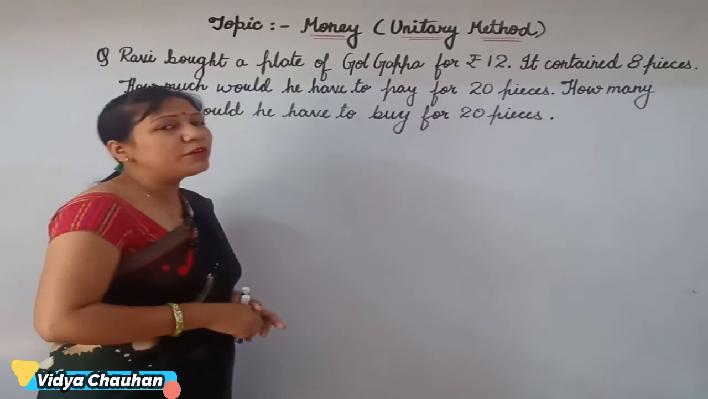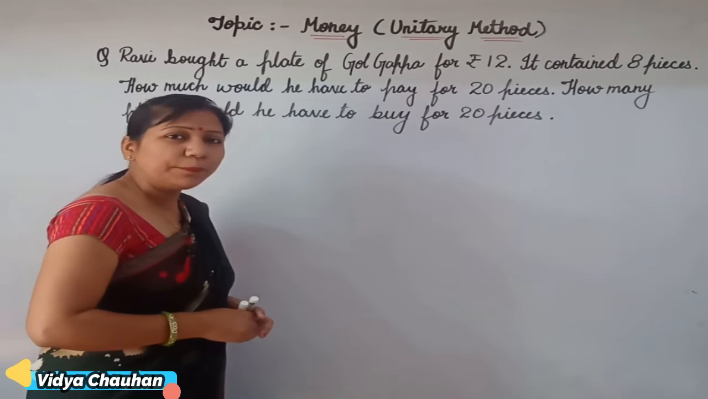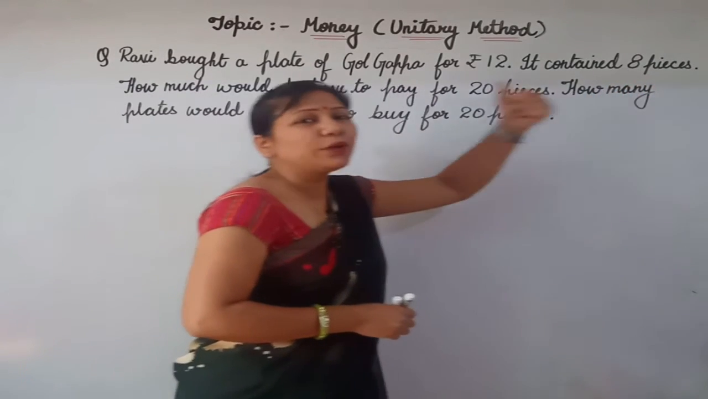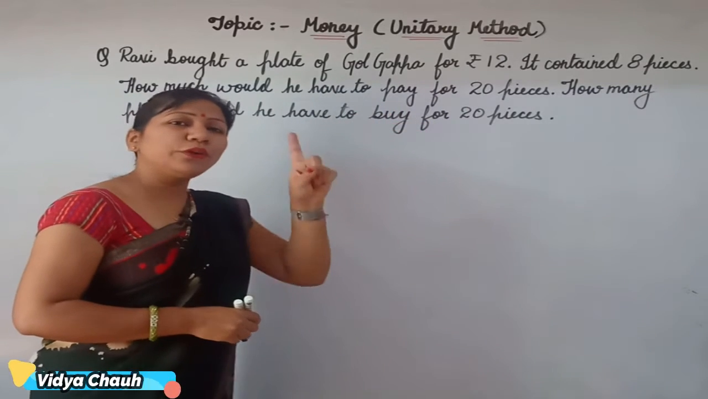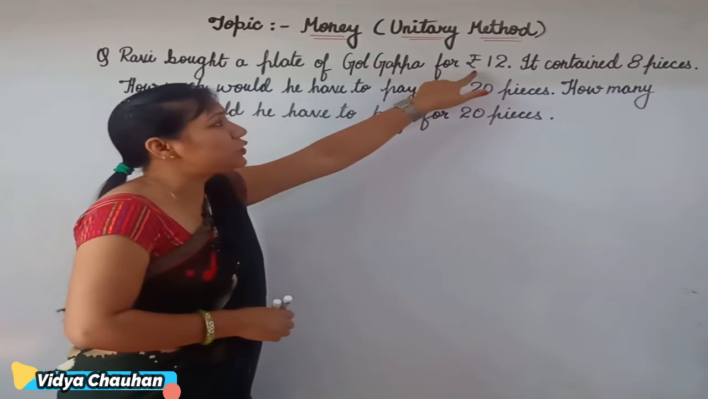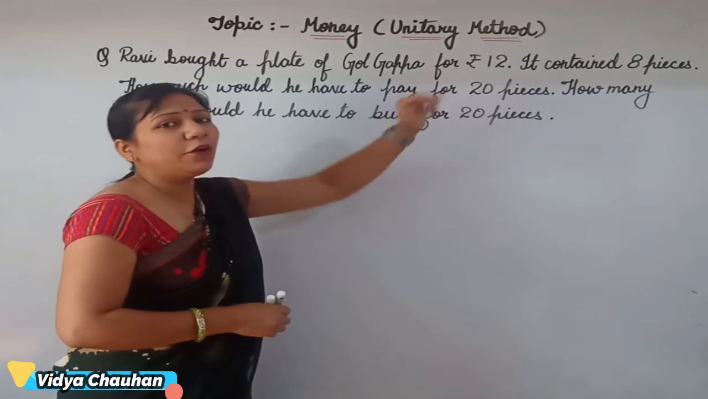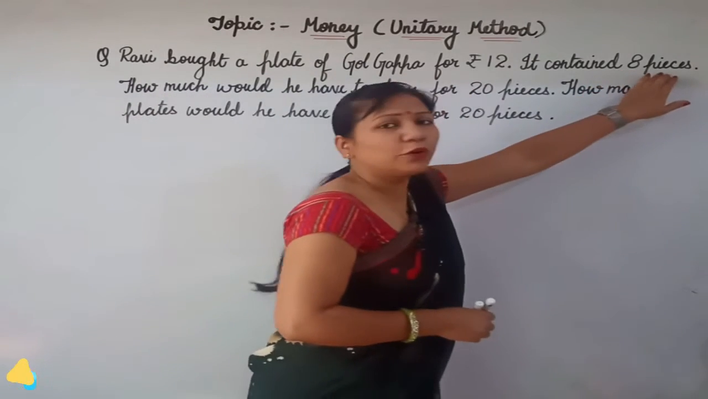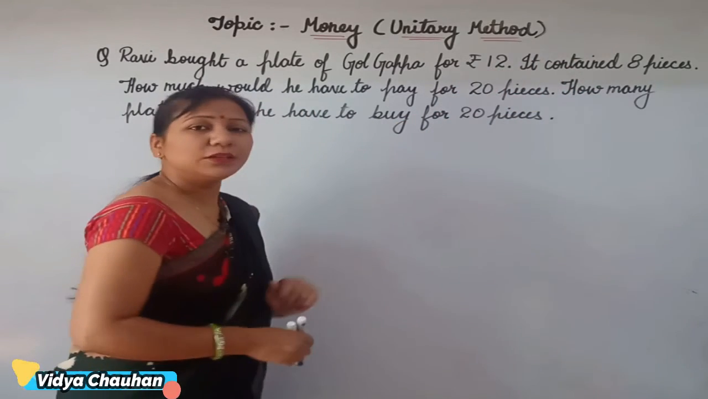So what are the number of pieces in 1 plate of Golgappa? There are total 8 pieces. So basically you can say that the cost of 1 plate of Golgappa is rupees 12, or we can also say that the cost of 8 pieces of Golgappa is rupees 12.